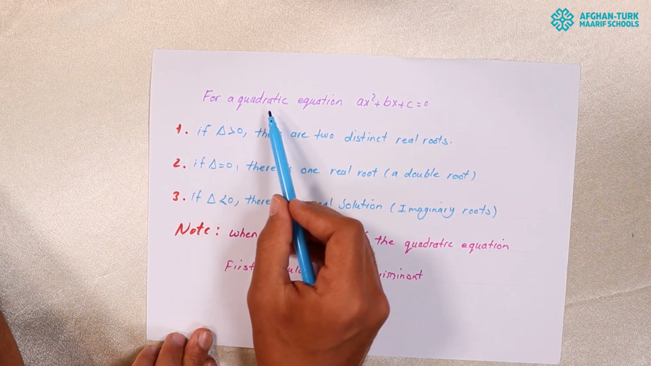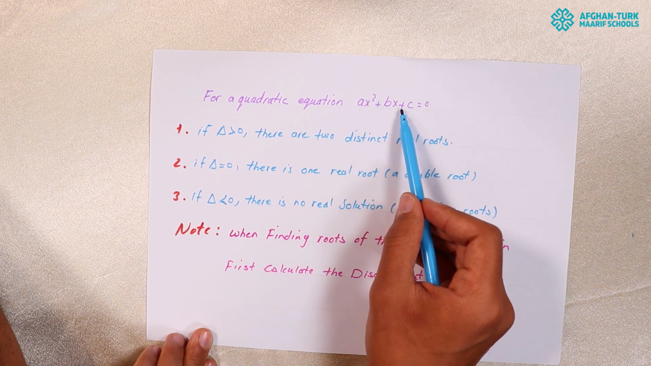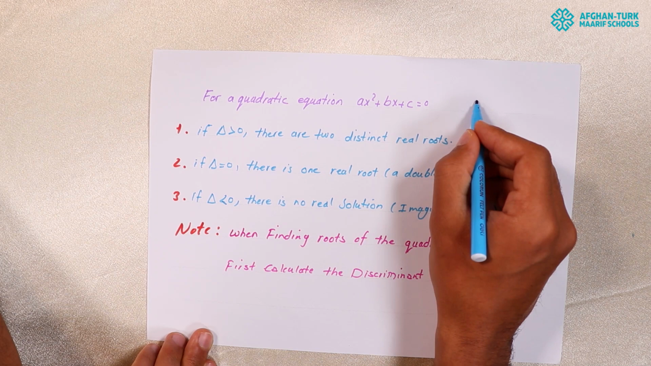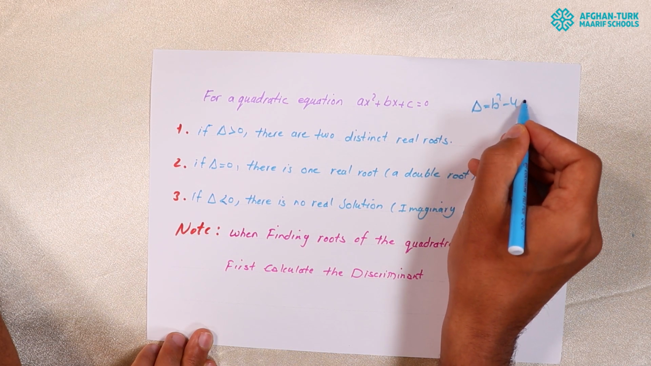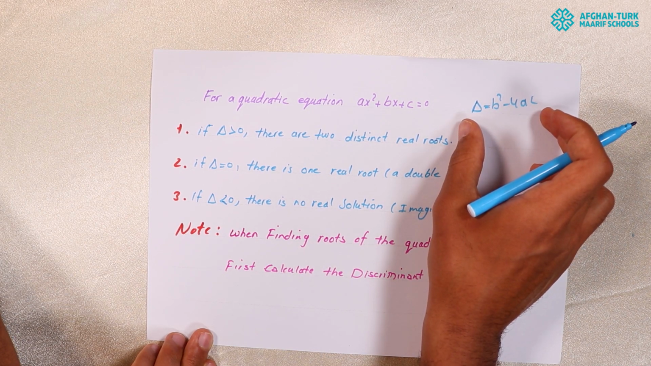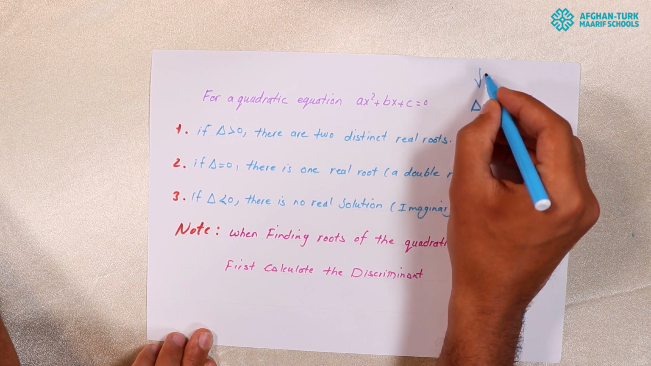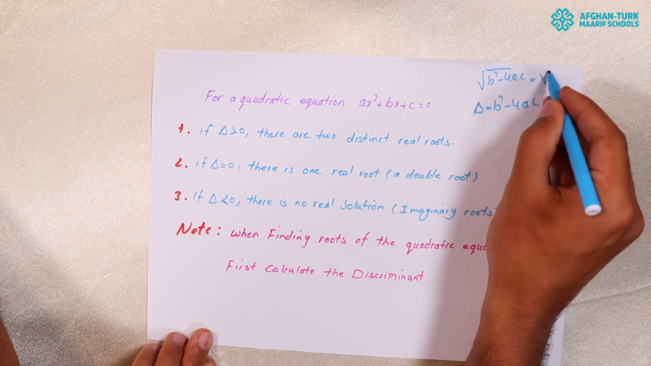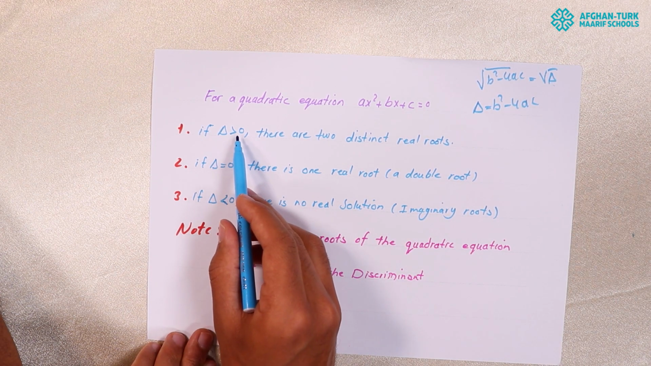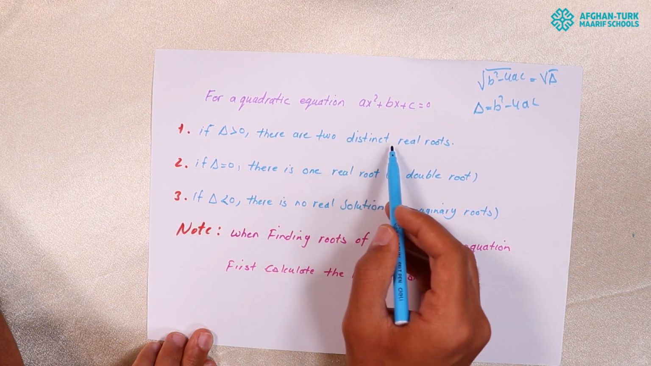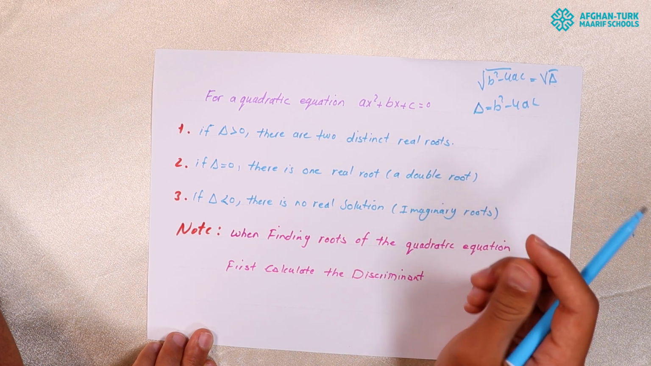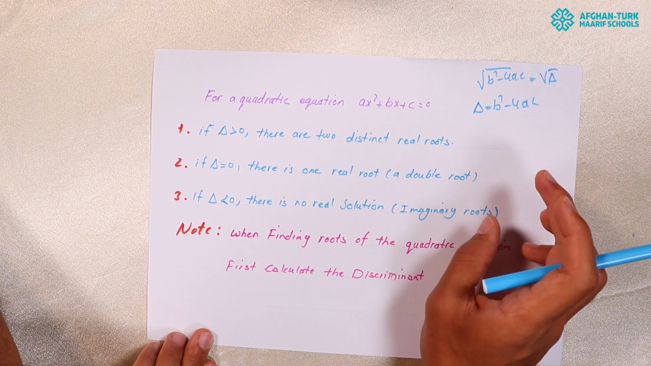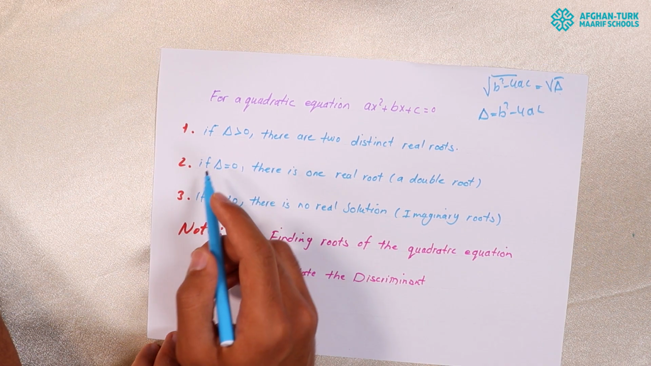For a quadratic equation ax squared plus bx plus c equal to 0, delta is b squared minus 4ac, the number inside the square root. Do you remember? B squared minus 4ac. We can write it like the square root of delta. If delta is greater than 0, there are two distinct real roots. It means we have two numbers, and they are not the same. It doesn't have a double root.